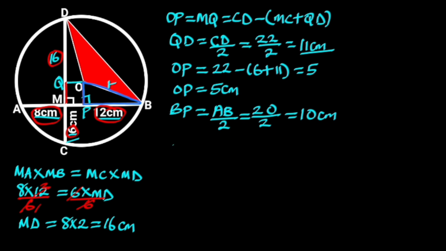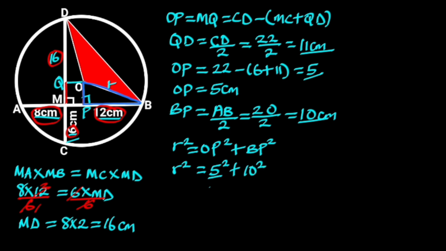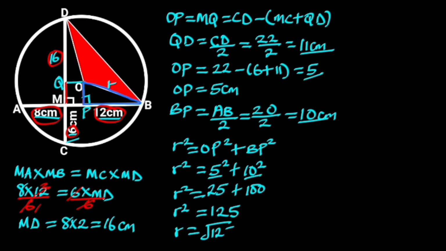From Pythagoras' theorem, R square equals OP square plus BP square. OP is 5 centimeters, and BP is 10 centimeters. It follows that R square equals 5 square plus 10 square. 5 square is 25, and 10 square is 100. So, R square equals 25 plus 100, which is 125. Taking the square root of both sides will leave us with R equals square root of 125, which is 5 root 5 centimeters.